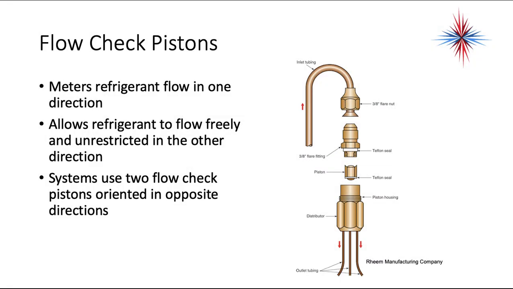Flow check pistons meter refrigerant flow in one direction. It allows the refrigerant to flow freely and unrestricted in the other direction. Systems use two flow check pistons orientated in opposite directions. So if you ever have to replace one of these, make sure it's put in the correct direction. They will have arrows on them.